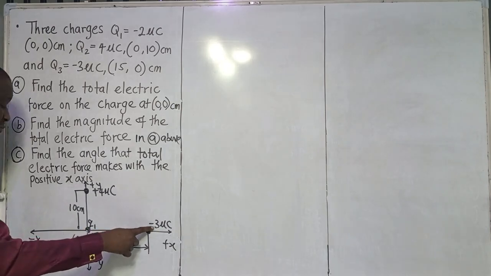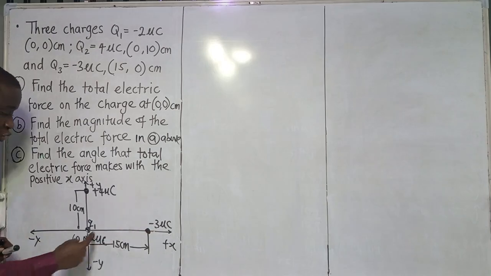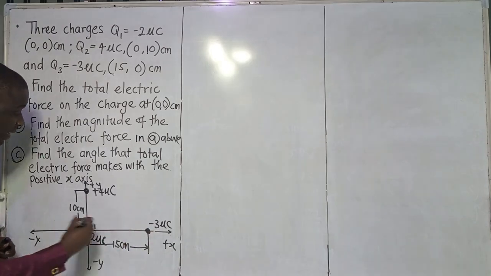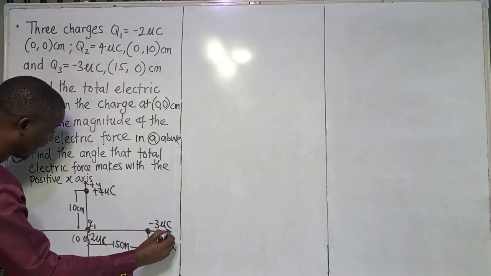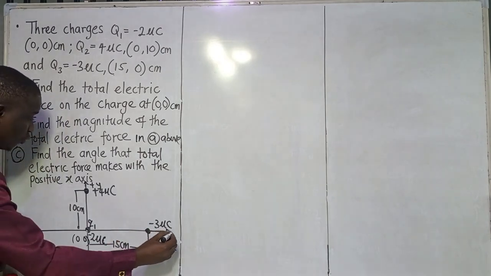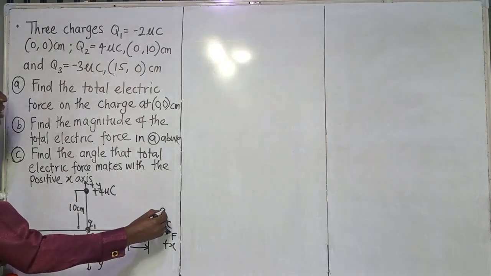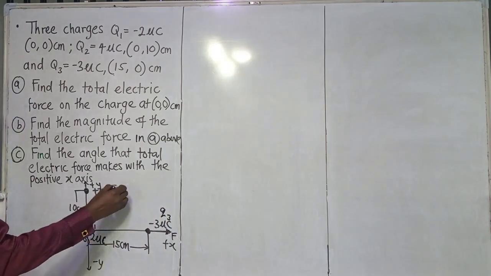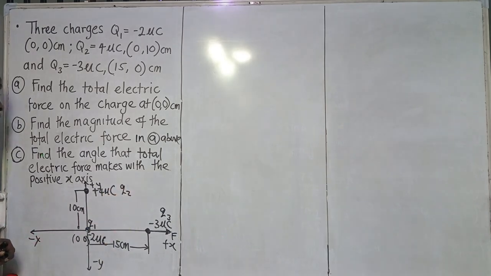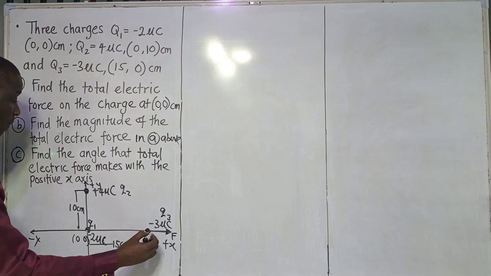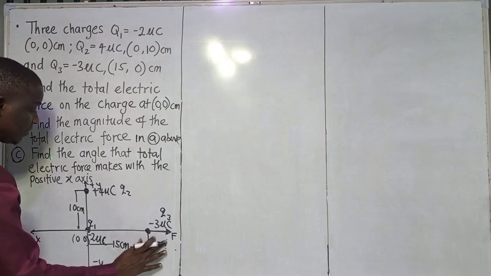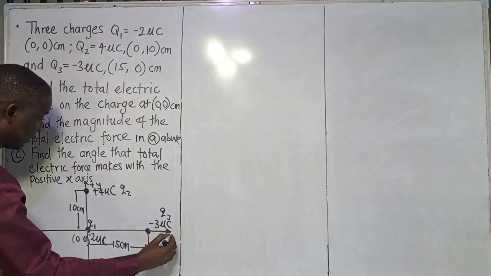Now looking at this, this is minus, this is minus. These two are like charges, so automatically one force will go like this. Don't forget this one is Q3 while this one is Q2. So this is F.